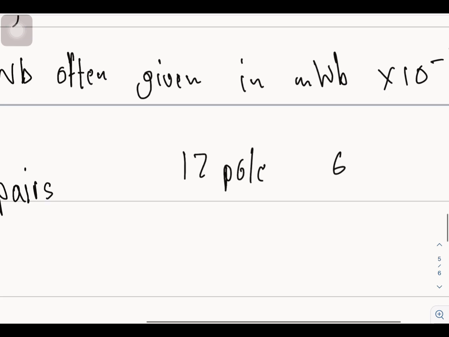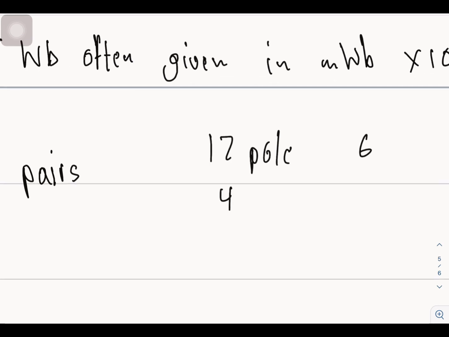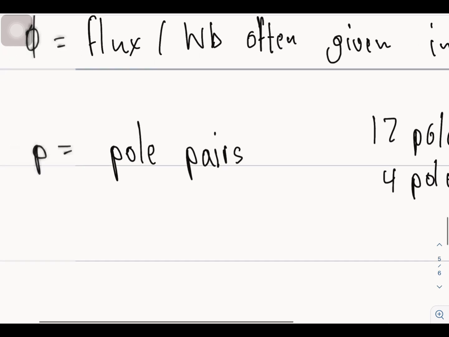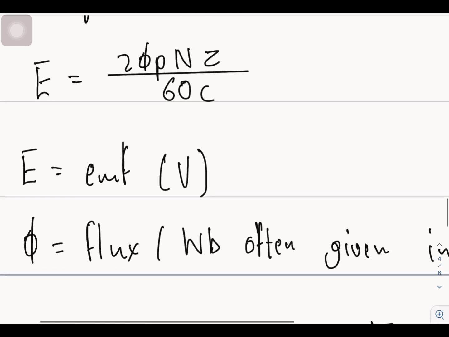If I have a 4-pole machine, that means I have two pairs of poles. The reason we talk about a pair is that there must be a north and a south. So that is why the formula talks about pole pairs.